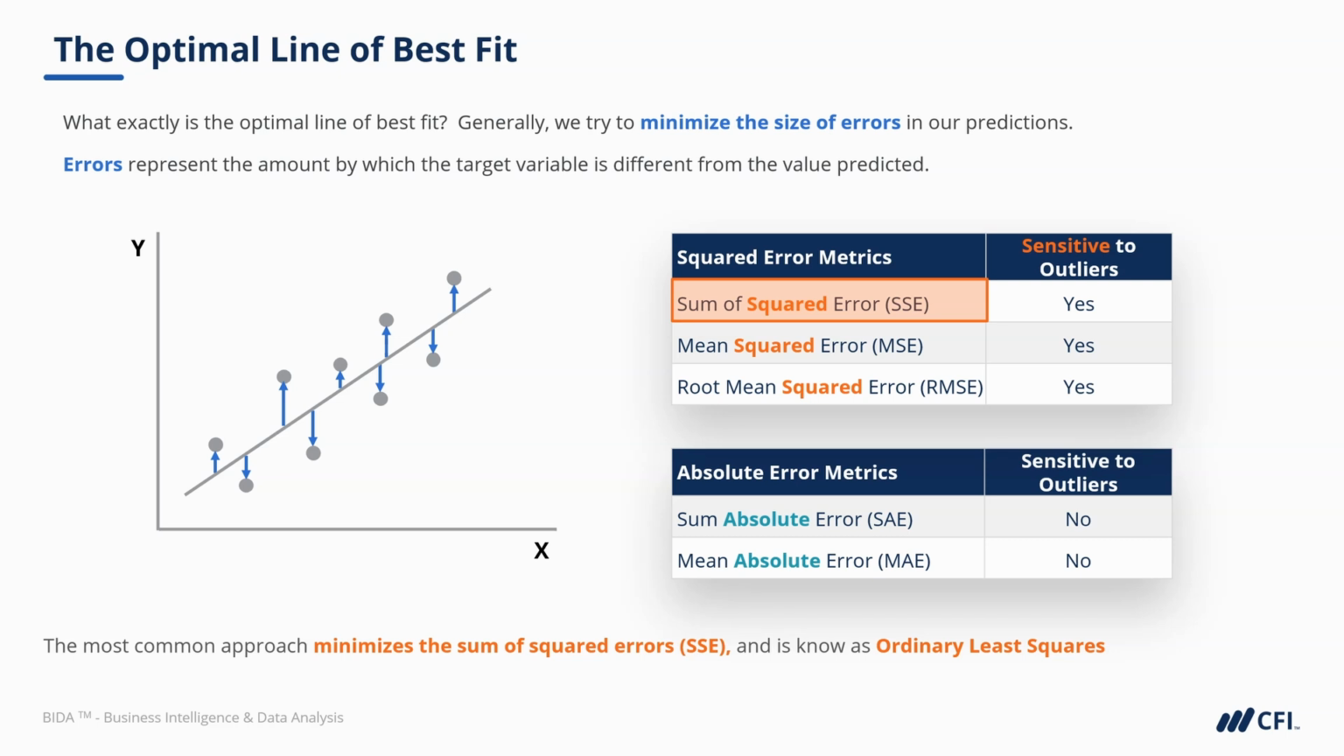So in summary, we have two clear options for minimizing errors. Minimize the squared errors or minimize the absolute errors. And the most common approach is ordinary least squares.